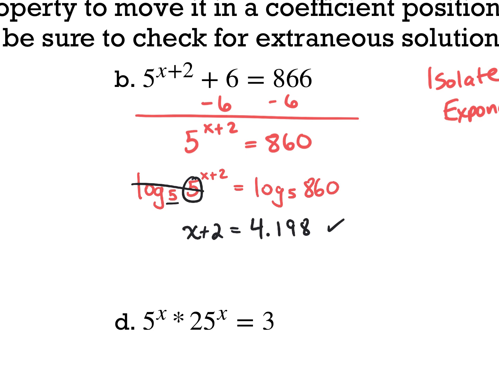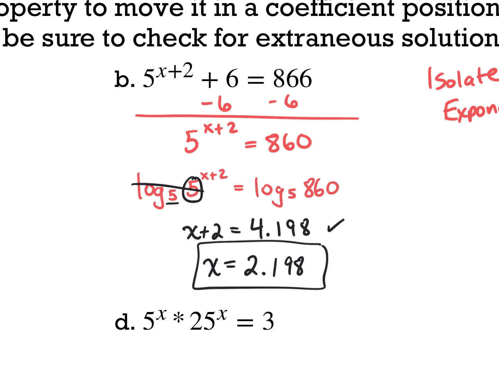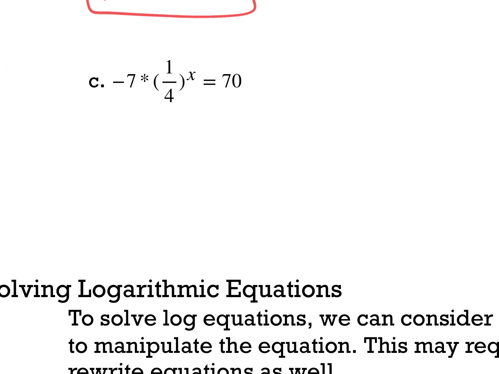As a final step, we're going to subtract 2 from both sides to solve for our variable, and our answer will be 2.198. So in this case, we had to take an extra step. We had to isolate the exponential, and then as a final step, we had x plus 2. Well, that doesn't change much. We just subtract 2 from our answer. All right, let's look at a couple more.